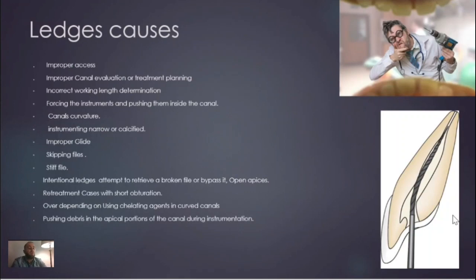Alright, let me now share with you the causes of ledges, as prevention is better than cure. The causes of ledges are many, but the most important one is having inadequate or obstructed access to the full working length of the canal, especially if you are using old generation rotary files that were inflexible and tend to deflect from the original path of the canal. Also, incorrect assessment of the canal direction may lead to ledge formation.